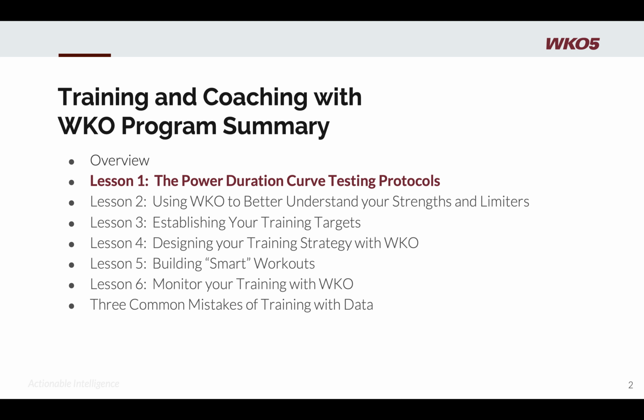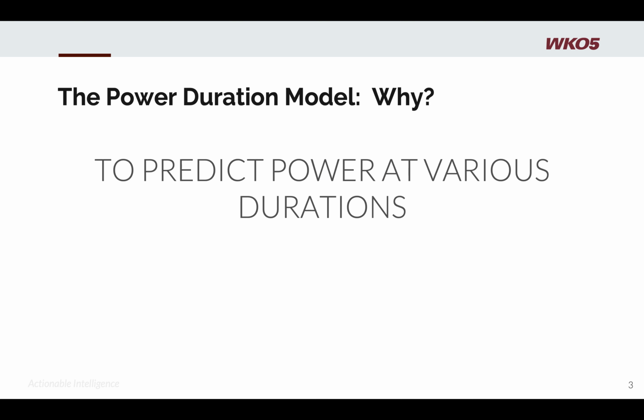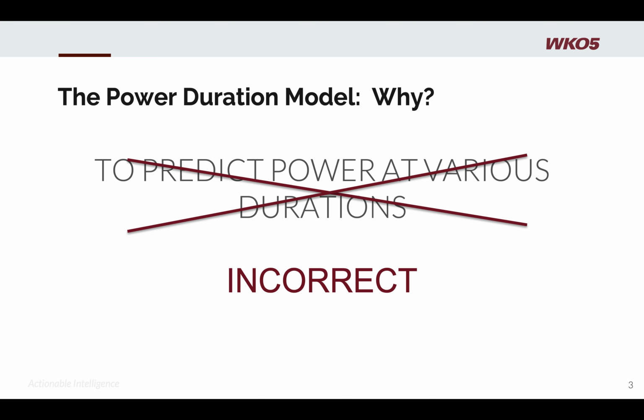Before we jump into the session, let's talk about why we want to maintain or establish our power duration curve model. In WKO4, we introduced the idea of human performance modeling, and that model name is the power duration curve. And the power duration curve was established for a reason. The reason most people seem to assume was to predict power at various durations, meaning if I just go hard for 8 minutes, I have an excellent prediction of how hard I'm going to go for 60 minutes. That is not why we did it and is incorrect.